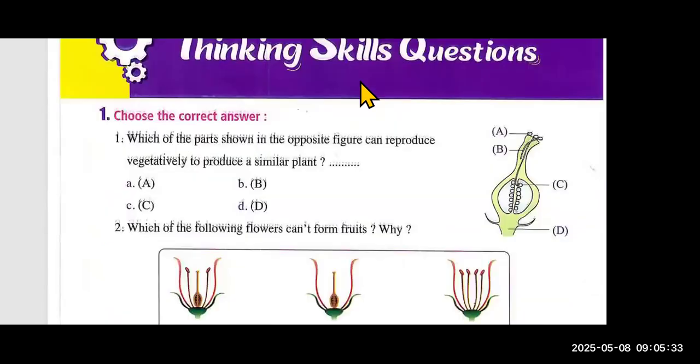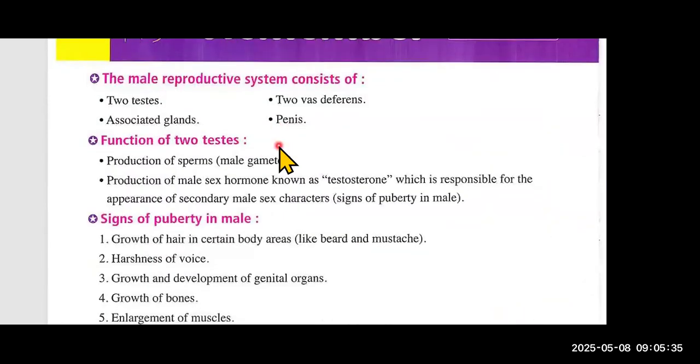The last lesson will be reproduction in humans. The male genital system consists of two testes, two vas deferens, associated glands, and penis. The female reproductive system consists of the ovaries, fallopian tubes, uterus, and the vagina.